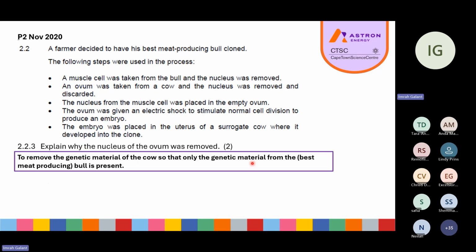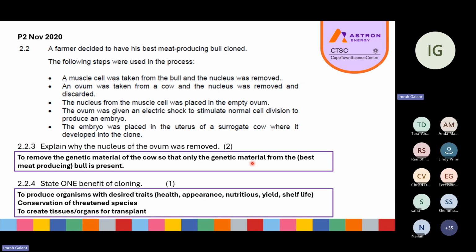Okay. Then state one benefit of cloning. There are a few, but they say one. If they just say one, just state one, because they're only going to mark the first one. To state one benefit of cloning, you can produce organisms with desired characteristics or traits such as health, appearance, nutrition, yield or shelf life; conservation of threatened species; and creating tissues or organs for transplant. Okay, so that is the cloning part of it.